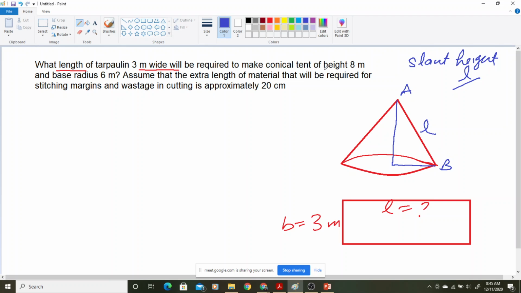But in this question we are given the height only. That means this H is given. This H is given as 8 meter. Okay, and base radius is given as 6 meter. देखो मीनिंग क्या है, हमारे पास एक कपड़ा है, this kind of cloth we are having, this tarpaulin cloth और something, and by using this we have to make a conical tent. एक conical tent बनाना है which is having height 8 meter, radius 6 meter. So first thing, how much cloth you need to build the tent.